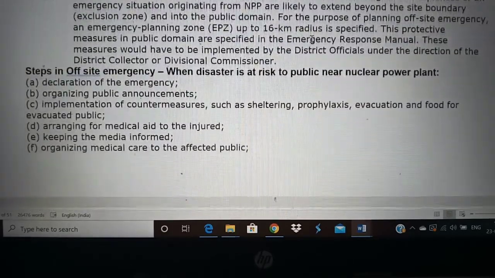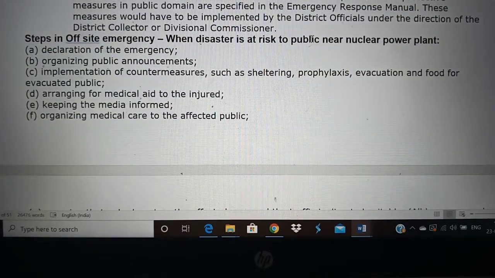So what are the steps that they take when there is an off-site emergency? How do they prevent risk to the public who stay near the power plant? First is the declaration of emergency. When they declare an emergency because of any radioactive material leakage, immediately the public are organized and announcements are made through the roads by loudspeakers, so that everybody in the area knows that there is an emergency situation.